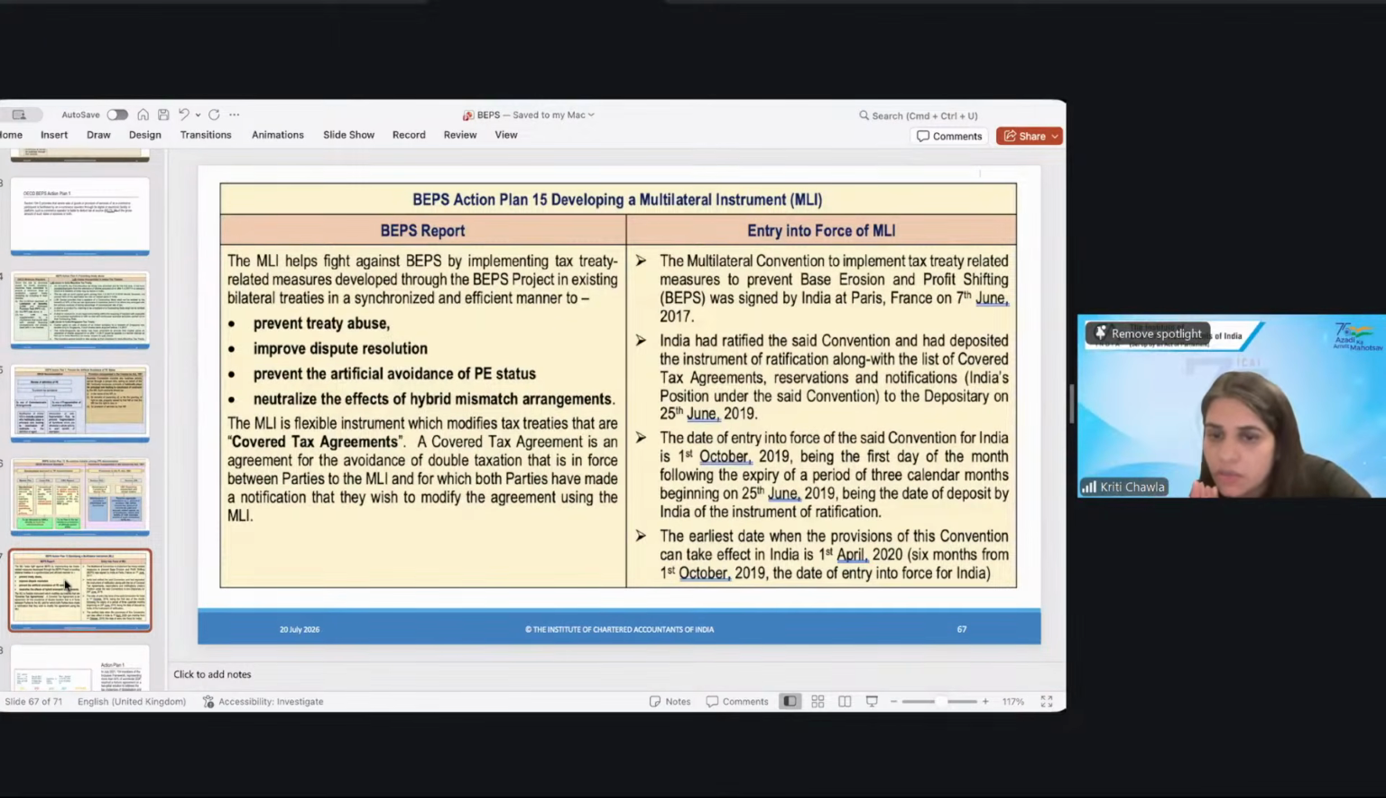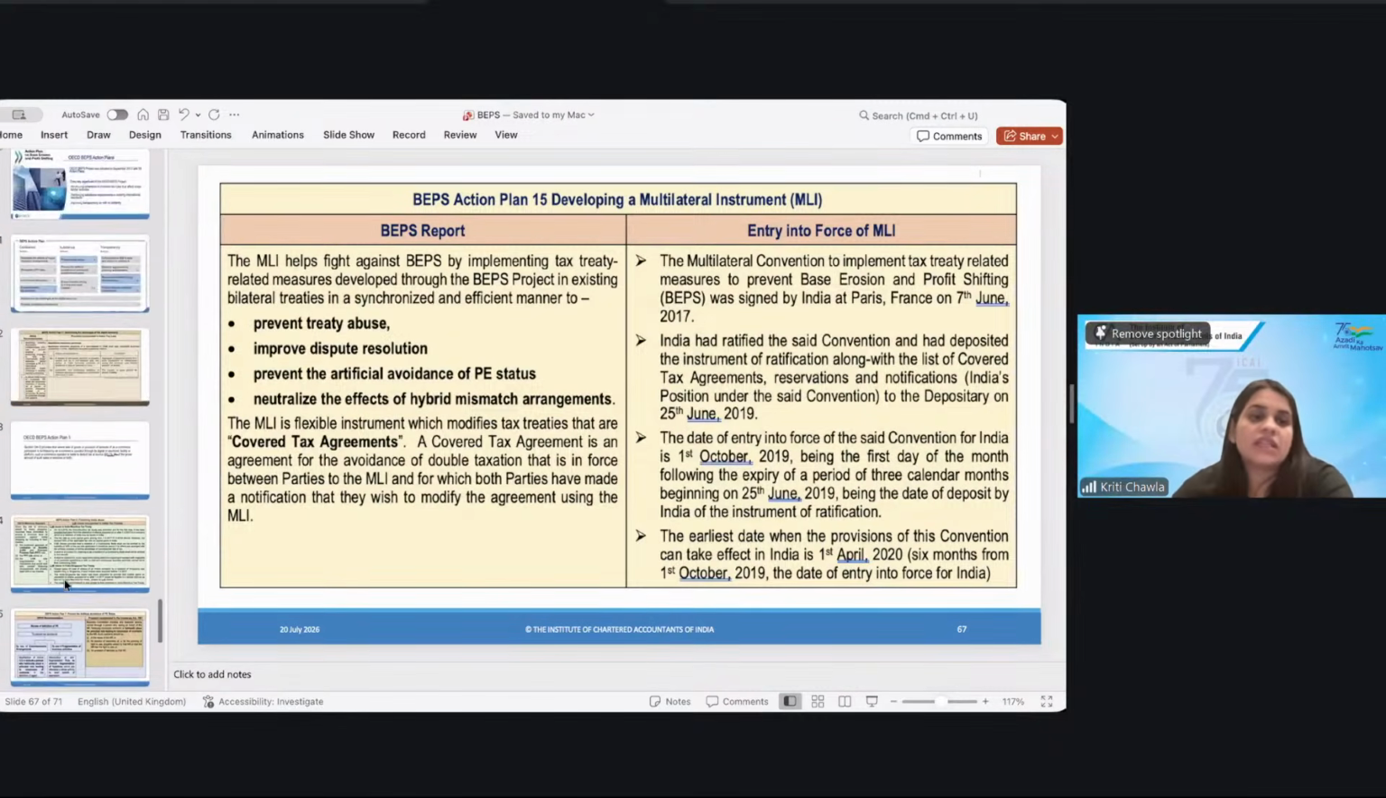So, the earliest day when this convention can take place is 1st April 2020, which is 6 months from the date of entry into force for India. So it is already there. So this is basically the MLI.